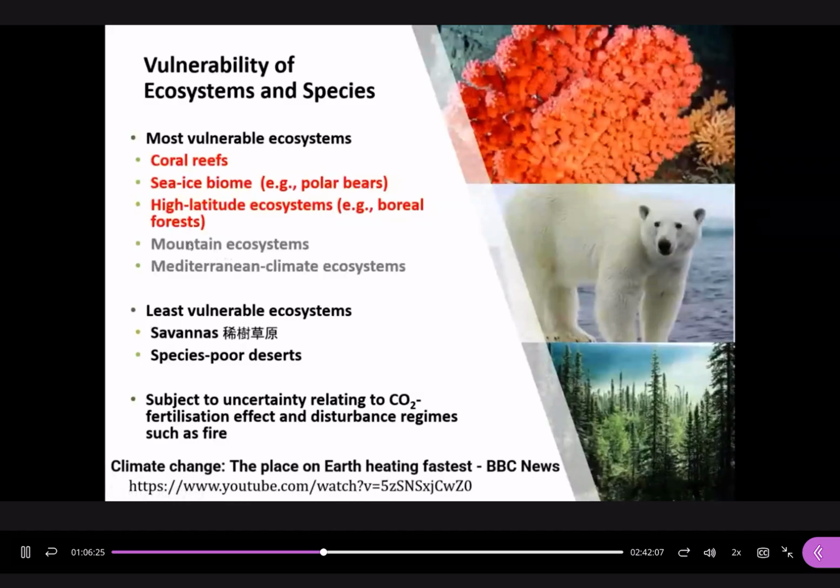For these ecosystems, there are a lot of species, but the temperature and environment there is harsh, for example in the Arctic regions. The Mediterranean climate system is dry in the summer, so precipitation can have a significant effect in that region. Here are also two examples of the ecosystems that are least vulnerable, such as the savannas and species-poor deserts. Why are they less vulnerable to climate change? I think it's because there are not many animals or plants there, so they're already at the bottom. Climate change doesn't have much effect in these regions.